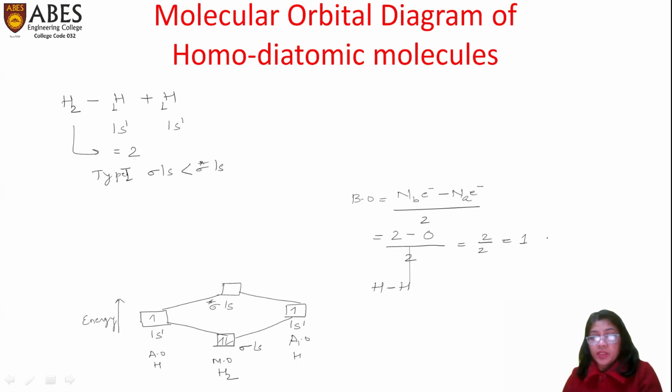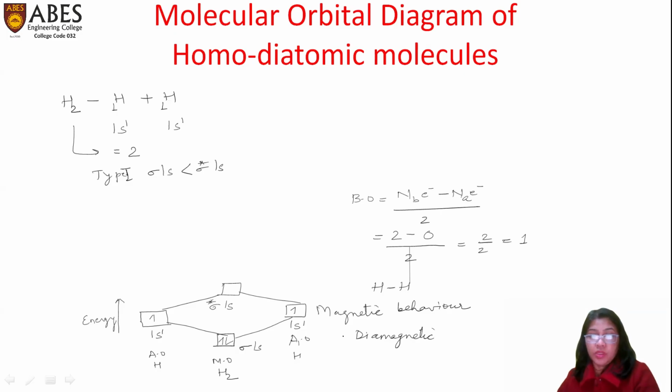While discussing the magnetic behavior for this molecule, we will check the molecular orbital diagram. If all the molecular orbitals are having paired up electrons, then the molecule is said to be diamagnetic.